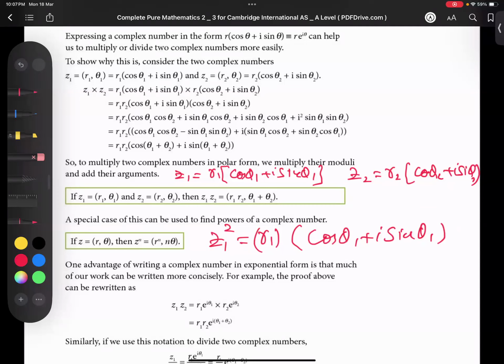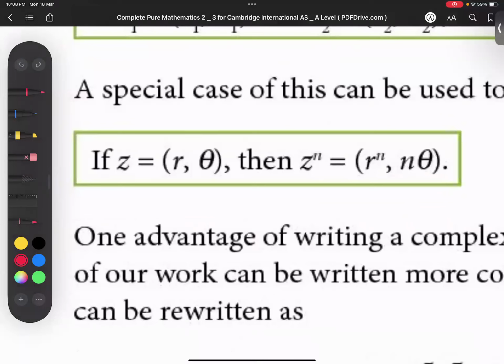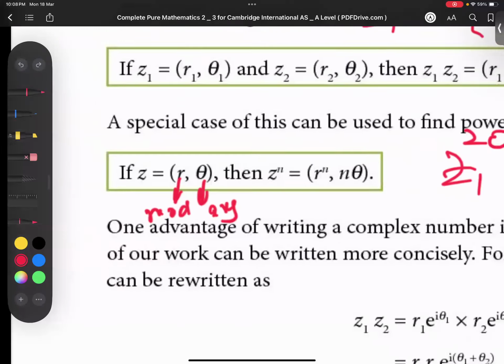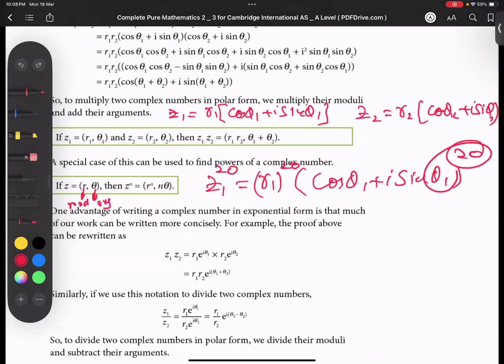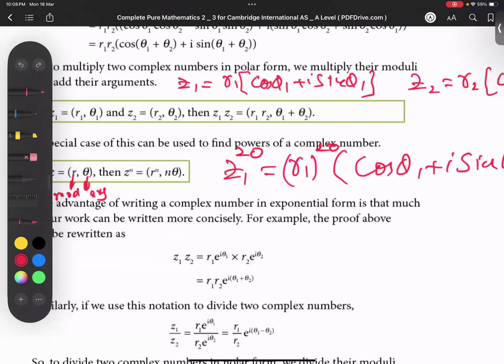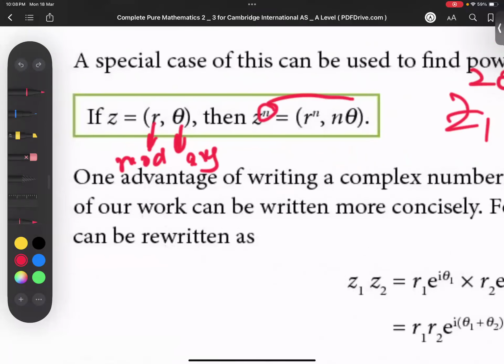For example, if the power is not 2 but, let's say, 20, then here 20, here 20, and this 20 will multiply with the angles. If you look carefully, if this is a complex number, this is called the modulus, and this is called the argument. I need to take the power n, so I take the power of the modulus directly, but the argument I multiply. So according to DeMoivre's rule, you learn one lesson: whenever we take a power, we take the power of the modulus, and with the argument we just multiply.